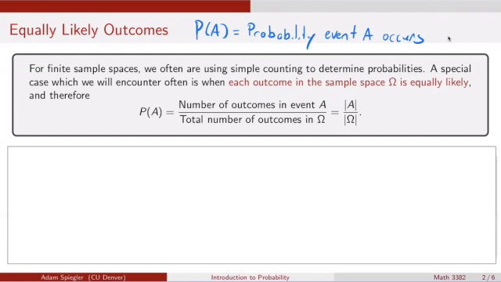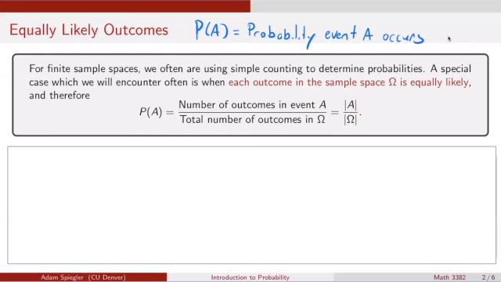So in those cases, we can calculate the probability of an event by taking what are all of the possible outcomes in the sample space omega. So this notation with the vertical bars around omega means the number of items in set omega. And on top, we would have the number of outcomes that are in event A, which we could denote with the size of set A. And then the probability of event A is going to be all of the outcomes that are in event A divided by all of the possible outcomes in this sample space.